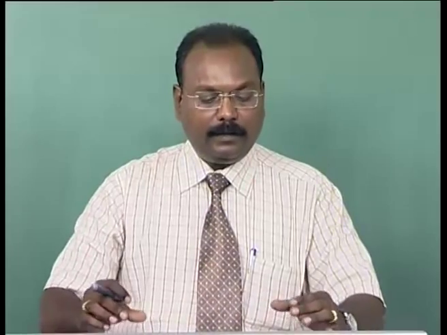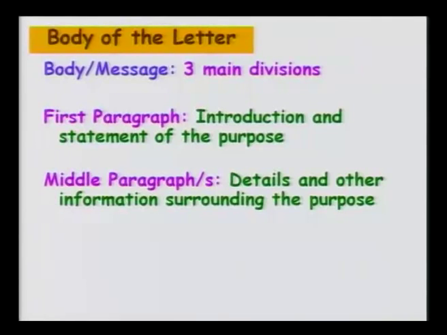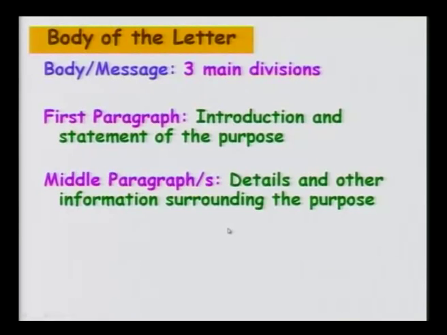The first line tells the statement of the purpose, why the letter is written. The middle paragraph details and gives other information surrounding the purpose. It tells why it was defective, where the defect in that equipment is, how it happened, was it there even while unpacking it and so on. It tells all the details, or whether the defect started in the first installation and so on.